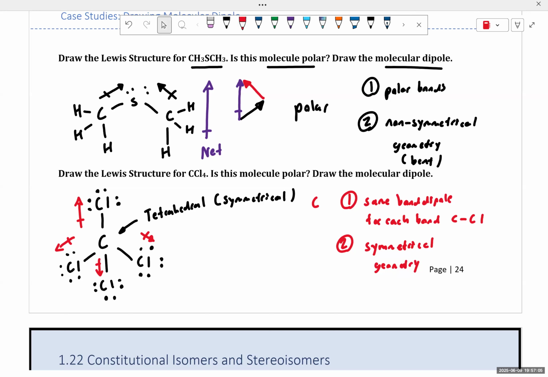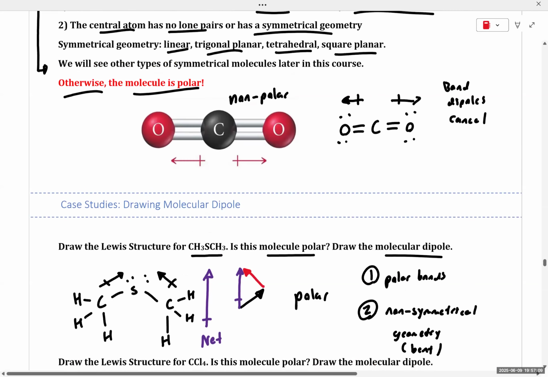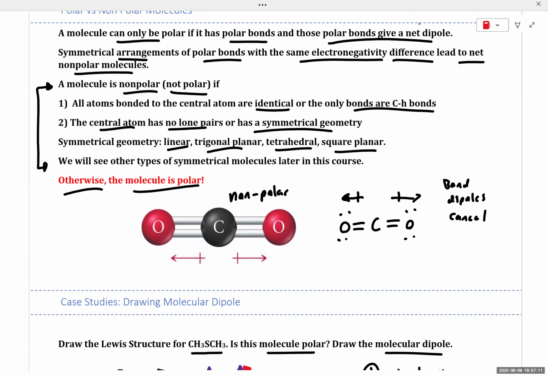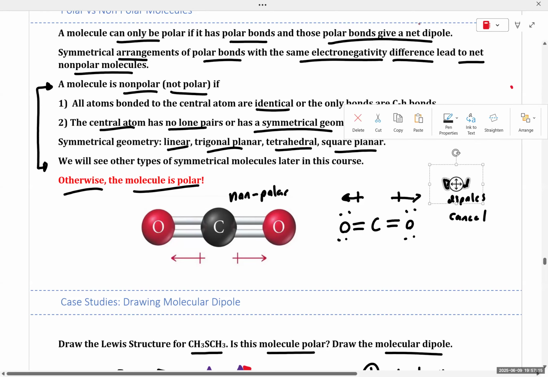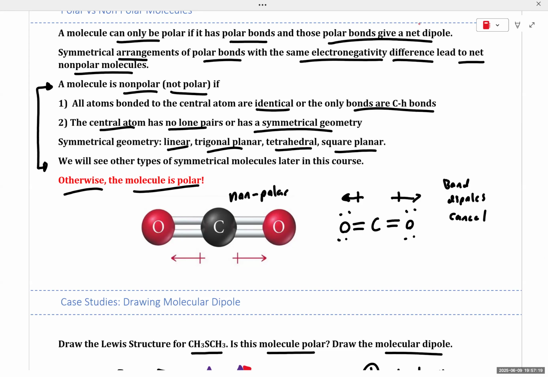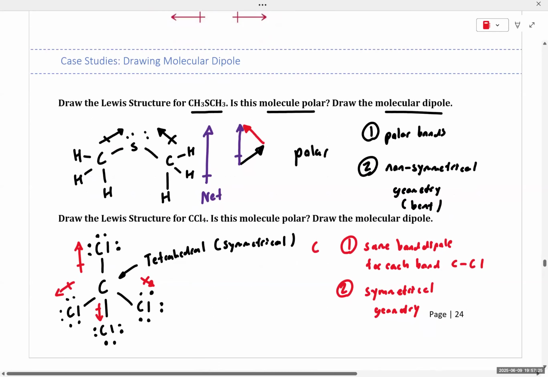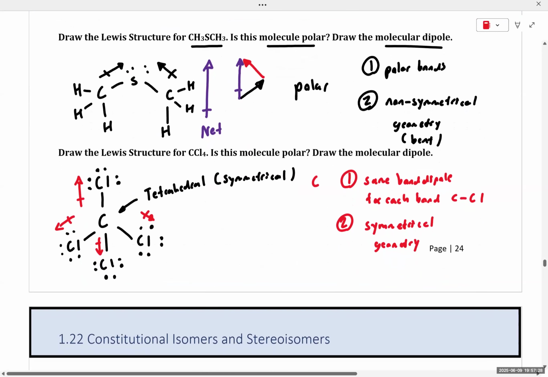Looking at our criteria, the test that we generated, a molecule is nonpolar if all atoms bonded to the central atom are identical, and the central atom has no lone pairs and a symmetrical geometry. Both of these criteria are met. Carbon tetrachloride, based on this general rule of thumb, would be considered nonpolar.